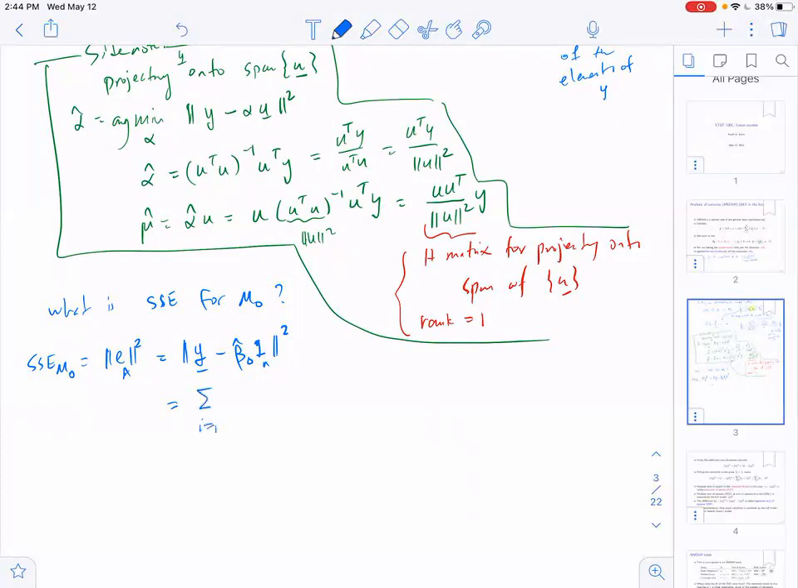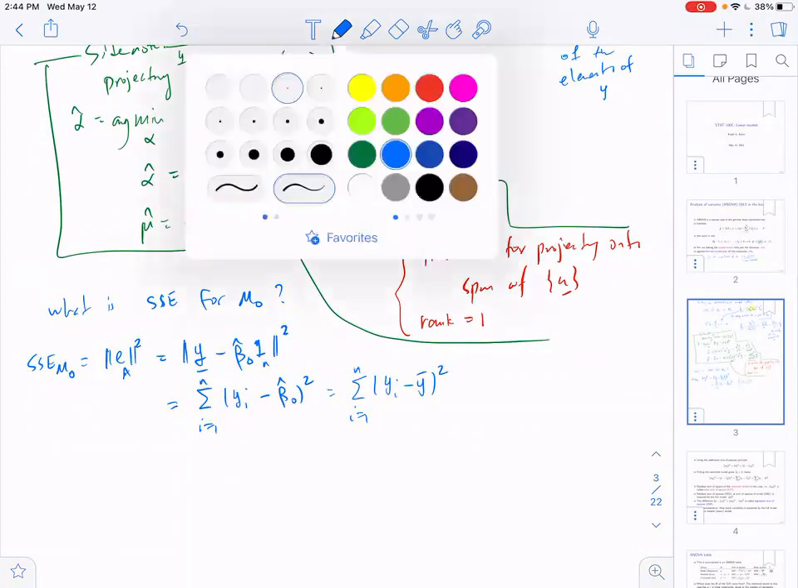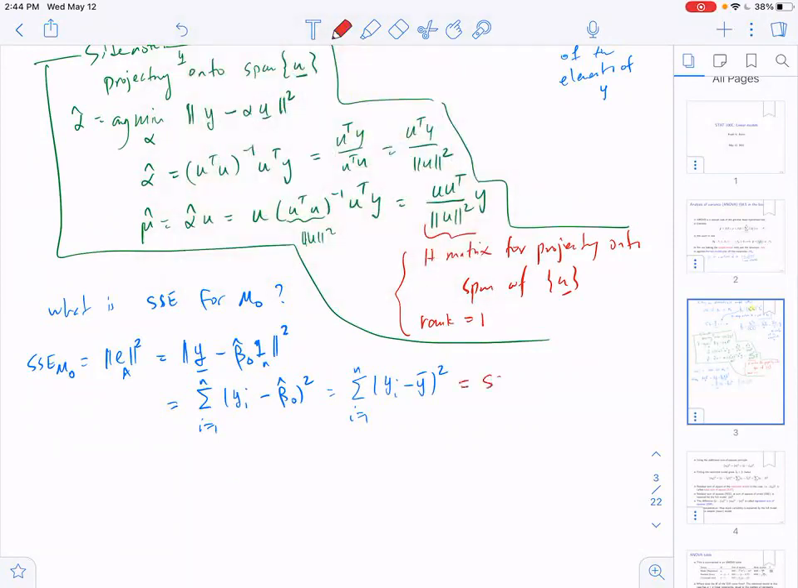Summation i from 1 to n, y_i minus beta hat 0, because this is just a vector that has all the entries beta hat 0. And beta hat 0 is y bar. So this is just taking the deviation, y minus y bar, squared. Okay, so this might look familiar to people. This is also called the SSE, sorry, SST.